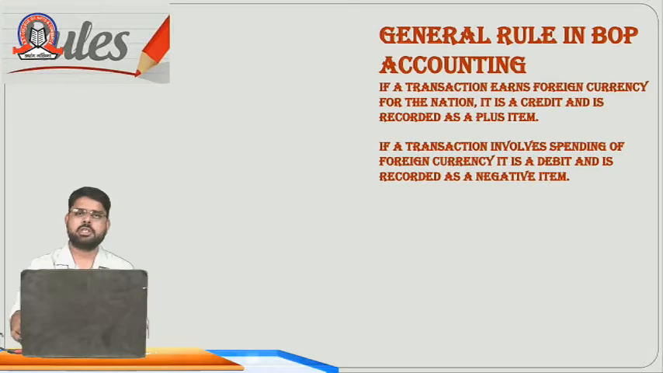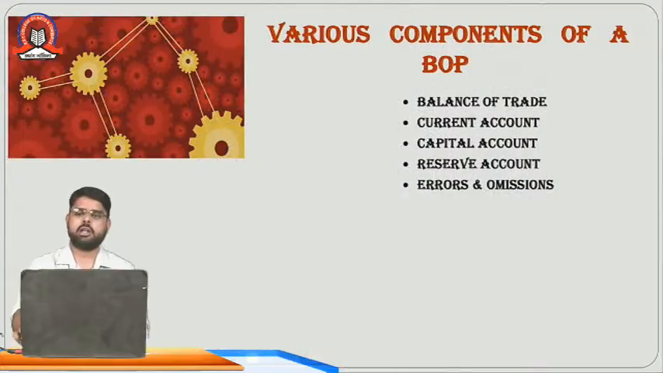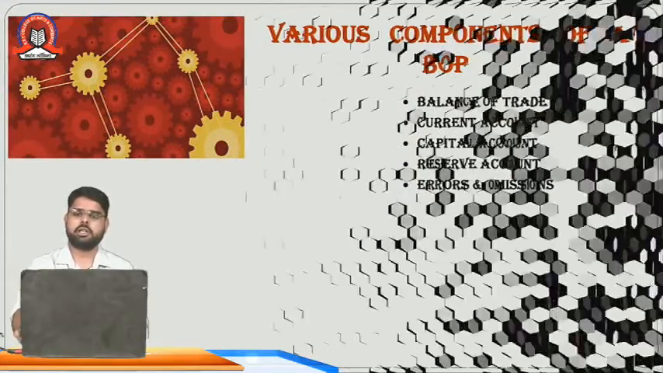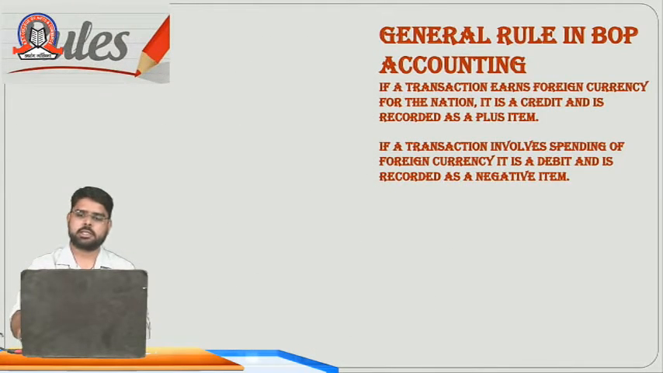The meaning of this sentence is whenever India is earning foreign exchange, it is credited to the account, and whenever India is spending on some items in foreign exchange, it is a negative item and is to be debited.